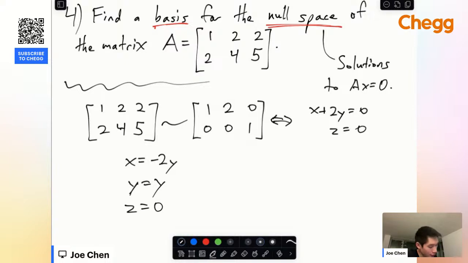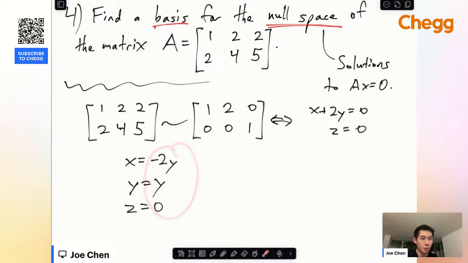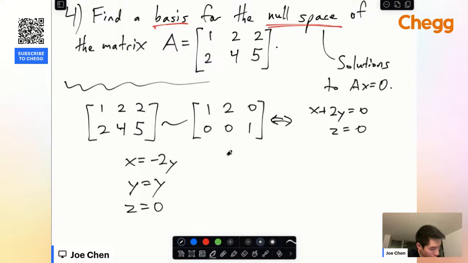Now I look at all the variables I have on the right side. Here it's just y. And so here I get x, y, z. Well, actually, I'm wanting a basis, so let me put these numbers in a vector. Here I have minus 2, 1, and 0. And that's it. I only have one variable on the right side. So this is my basis.